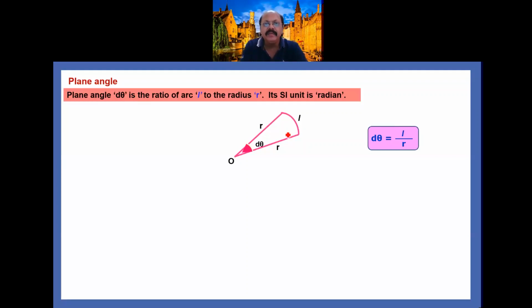So you can see here, this is the arc which we are representing by L, and r is the radius and d theta is the angle, that is plane angle. Now if we are saying that it is a d theta, then you see that this one is a small arc, say dl. So then d theta equal to dl upon r, and theta equal to L upon r. So this is called plane angle, and the unit of plane angle is radian.